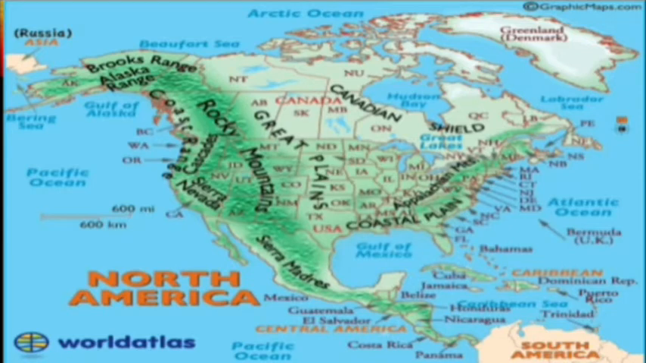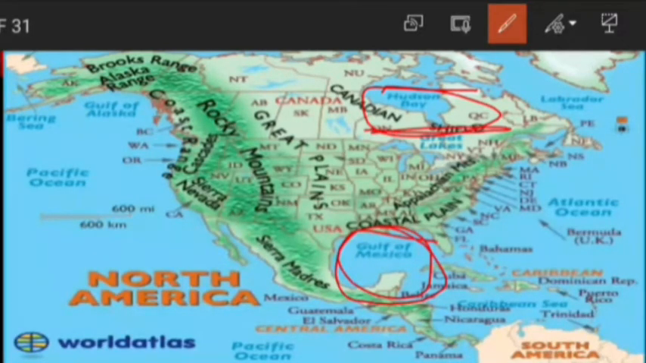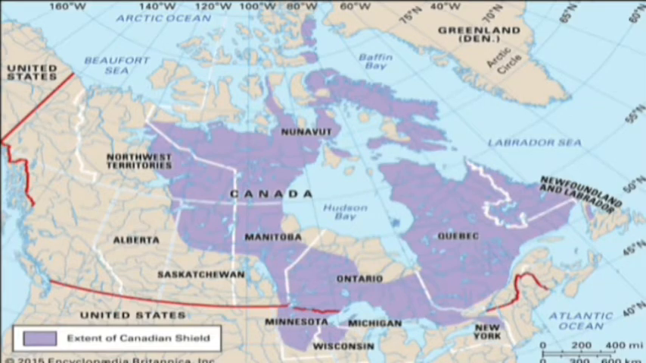Here you can see that Hudson Bay is situated. This is the Hudson Bay, this is the Gulf of Mexico, but this is the Hudson Bay around which it is situated. This is the Labrador Sea, and it has been hidden by this black strip. But for information, just above the Brooks Range there is the Bering Strait, which separates Asia from North America. Understand some of the other facts about Canadian Shield. Here you can see that Canadian Shield has also been depicted in this map. Around Hudson Bay it is situated, and you can see its boundaries here by pausing the video.